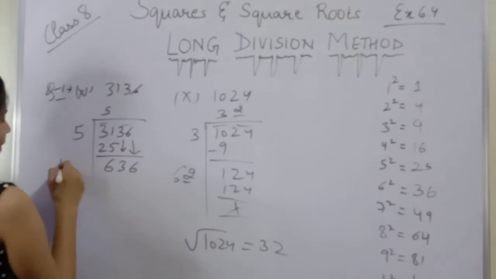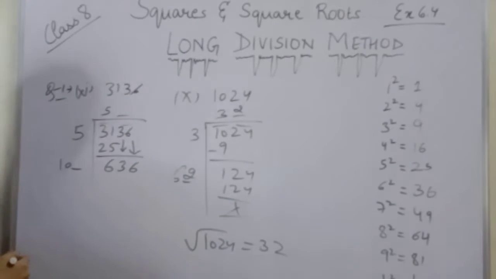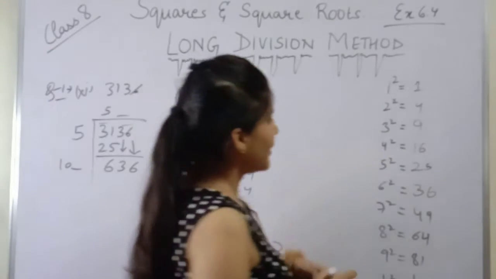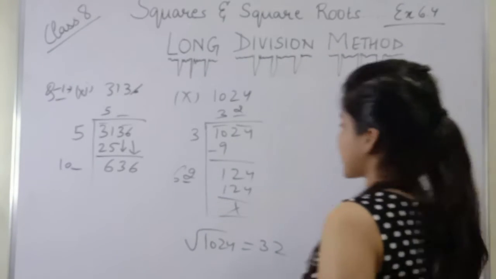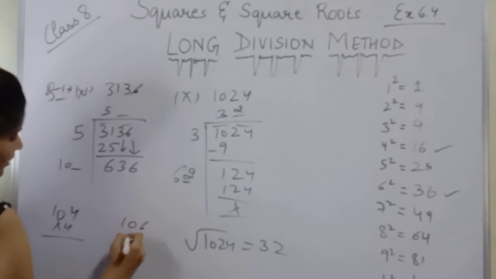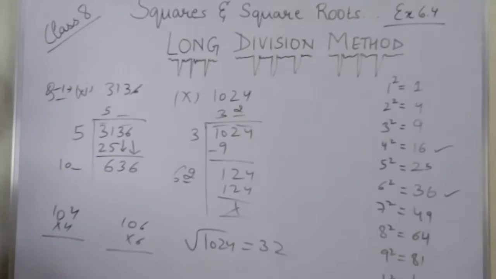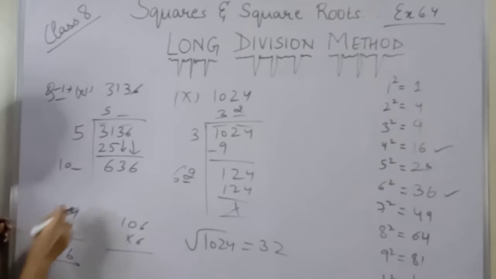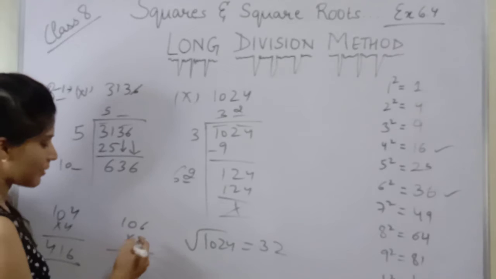So 5 plus 5 is 10. Now we have to find the missing term. Here the unit digit is 6, so either it will be 4 or 6. 104 into 4 or 106 into 6. So 4 4s are 16, 4 0s are 0, and 4 1s are 4. 416 came, but we want 636. So no, 104 into 4 is not applicable.